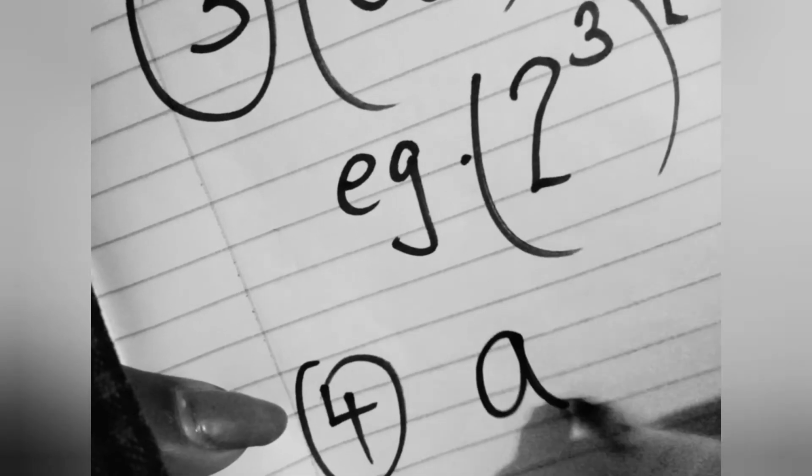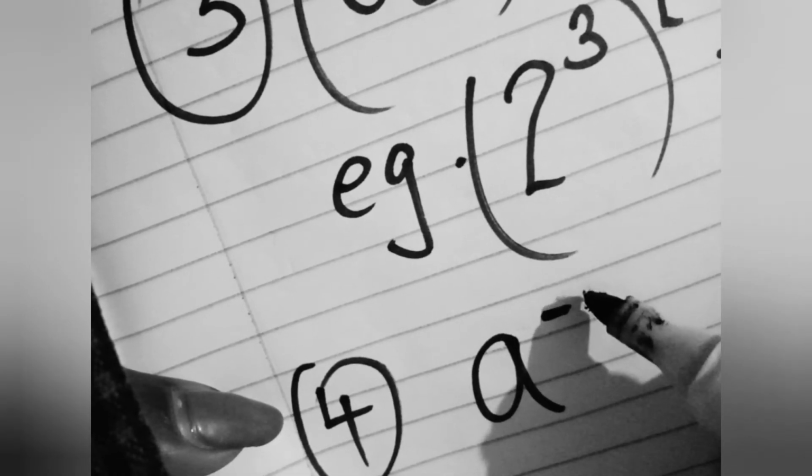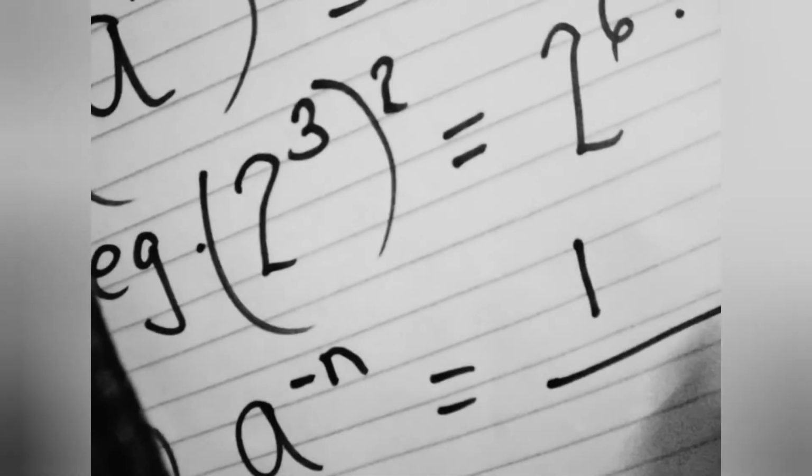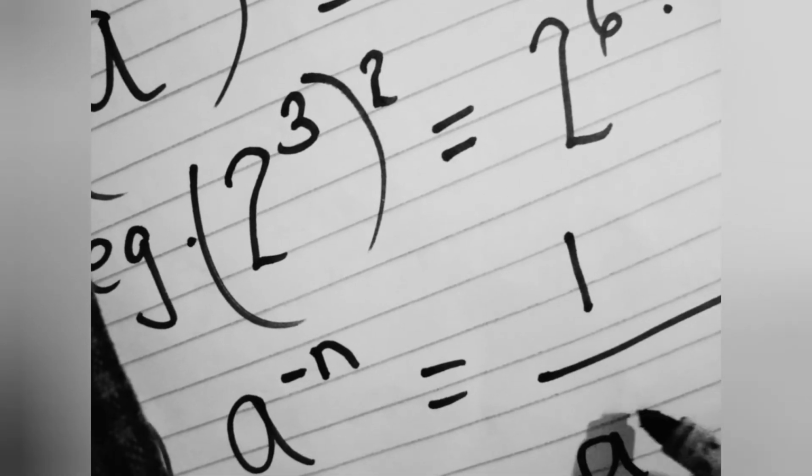And to our fourth law of indices, you have a raised to power a negative number, let's say negative n. What you get is 1 over a raised to power n.